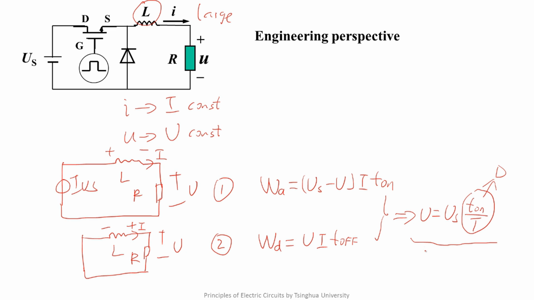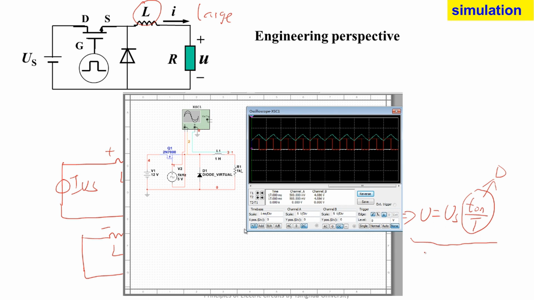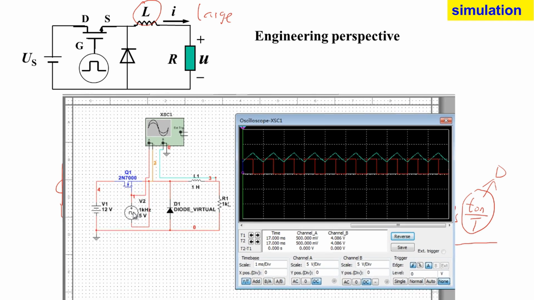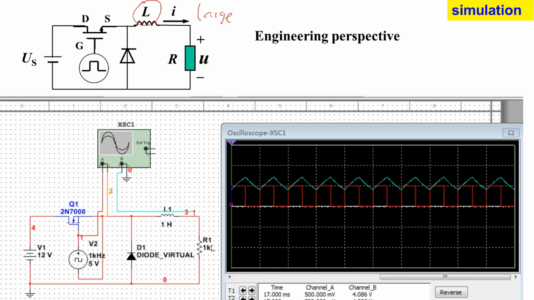Let's see another simulation about this. In the previous simulation, the input 12 volts is changed to an output of a little more than 5 volts. What's the duty cycle of the driven signal of the MOSFET? You see, the duty cycle is 50% here. Now we change it to 20% and run the simulation again.